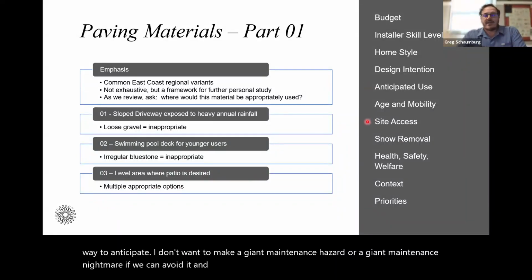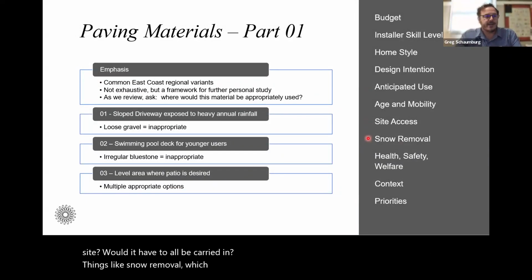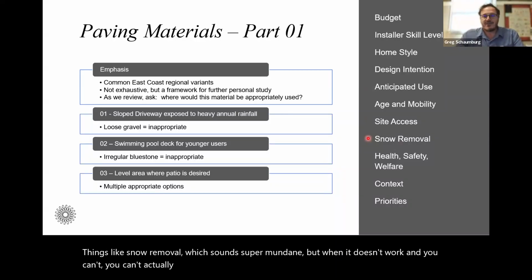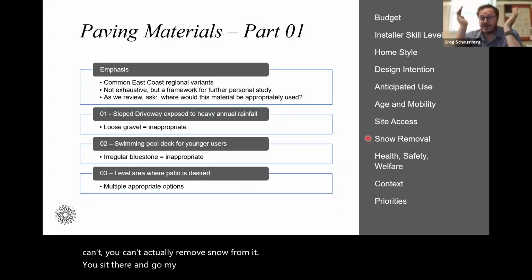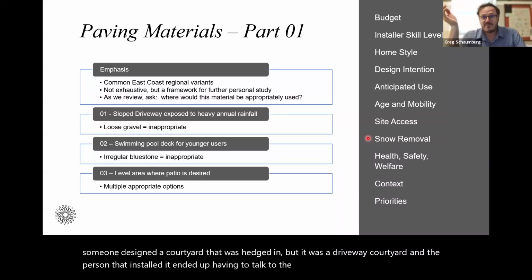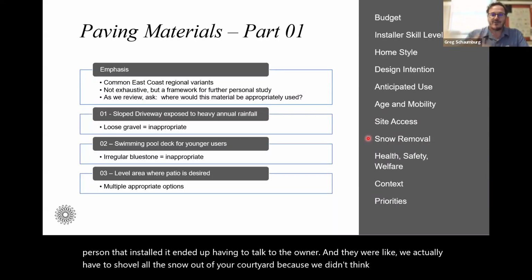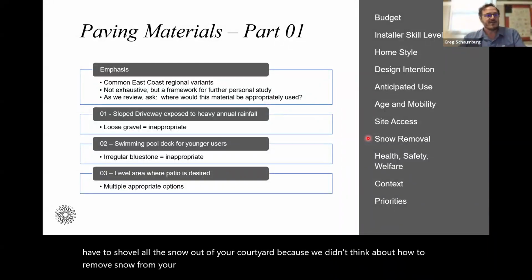And then certainly things like site access. Can you get to the site? Would it have to all be carried in? Things like snow removal, which sounds super mundane, but when it doesn't work and you can't actually remove snow from it, you sit there and go, oh my goodness, what do we do? I remember years and years ago, someone designed a courtyard that was hedged in, but it was a driveway courtyard. And the person that installed it ended up having to talk to the owner, and they were like, we actually have to shovel all the snow out of your courtyard because we didn't think about how to remove snow from your courtyard when we were there. So things like that are pitfalls that you want to avoid.